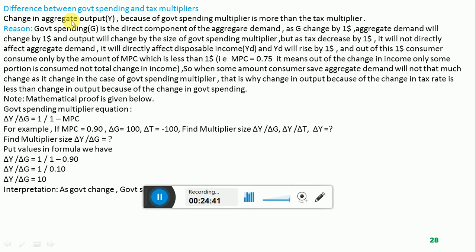It means that the change in aggregate output because of the change in government spending is more than the change in aggregate output because of the change in tax rate. This is the major difference. And now what is the reason? What is the reason that the change in output because of the change in G is more than the change in output because of the change in tax?